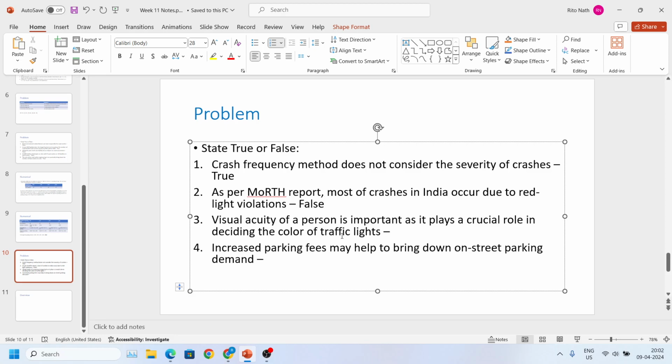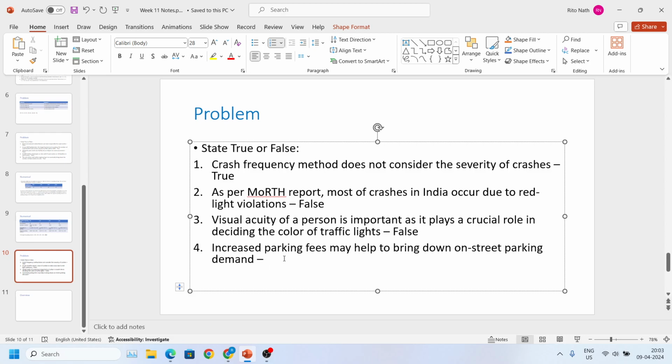Then, visual acuity of a person is important as it plays a crucial role in deciding the color of traffic lights. Again, it's not true, because it's not in deciding the color of traffic lights, it's the placement of traffic signs. So this is false. You can still find it in the slides itself. Visual acuity has nothing to do with color. It's the field of vision and those things that are important here.